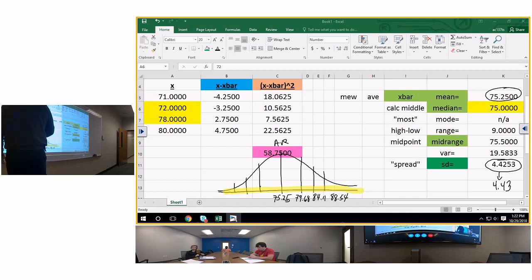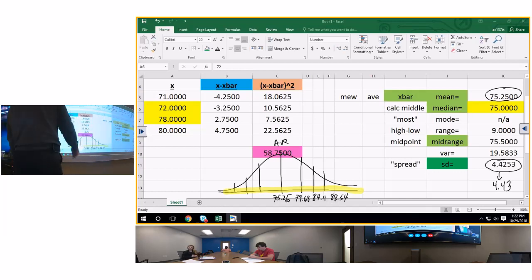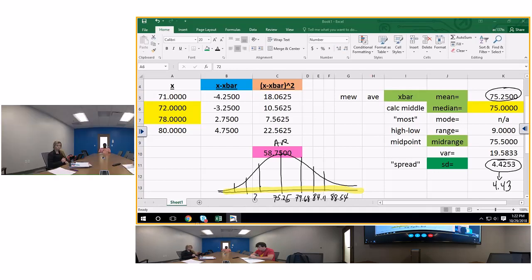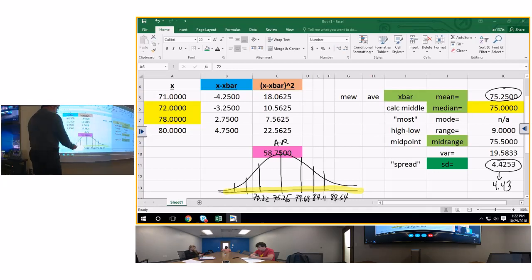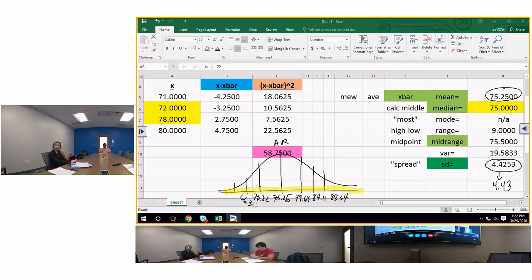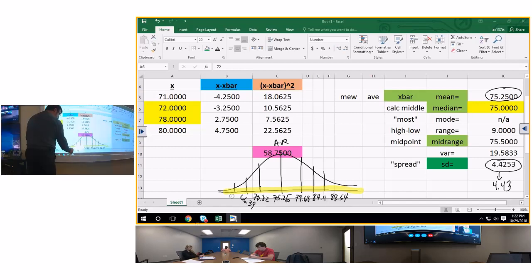Now, if I added it on the right-hand side, what am I going to do on the left-hand side? Subtract it. Take 75.25 minus 4.43. 70.82. And 70.82 minus 4.43 is 66.39. And one more, 61.96. So that's what you're supposed to do each time you find the mean and the standard deviation.